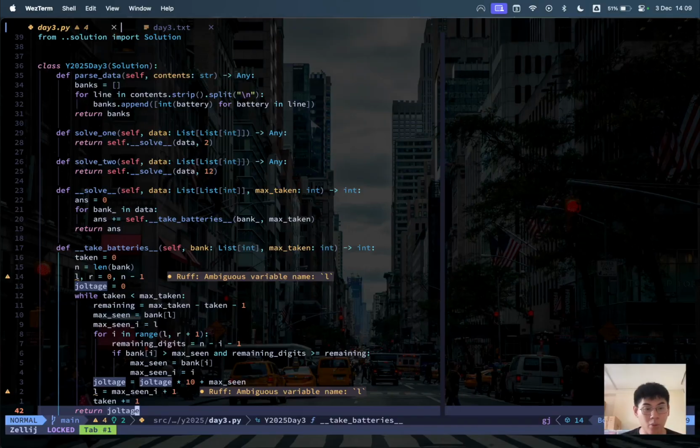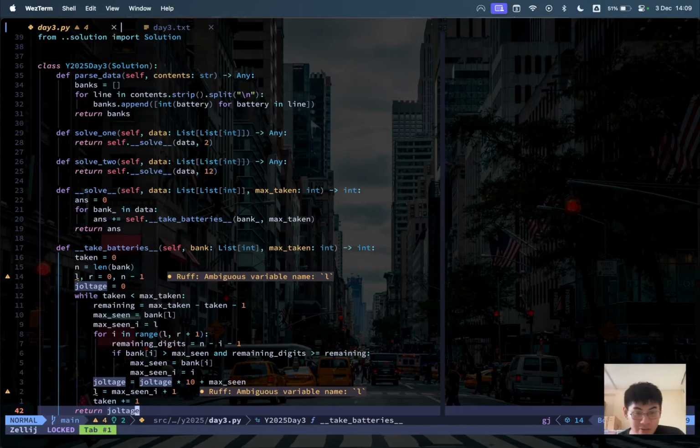And the way we can do this is we keep iterating through the range of digits we have available and keep picking. We find the largest number that we can see within reason. We take it, we add it to the joltage, we count it as having taken one, and then we shrink the range again, and we keep repeating this until we eventually take as many digits as we can.